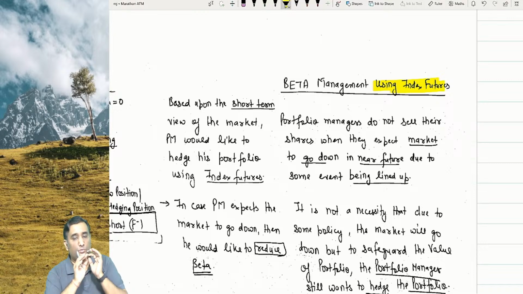The problem is you were fearing some event happening in a couple of days, and in a hurry you sold off the portfolio, and that event turned out to be positive. Then you cannot buy your portfolio again. You will get it at 5% or 10% above your cost. Then there was a lot of brokerage you would have paid by selling the portfolio and buying it back.